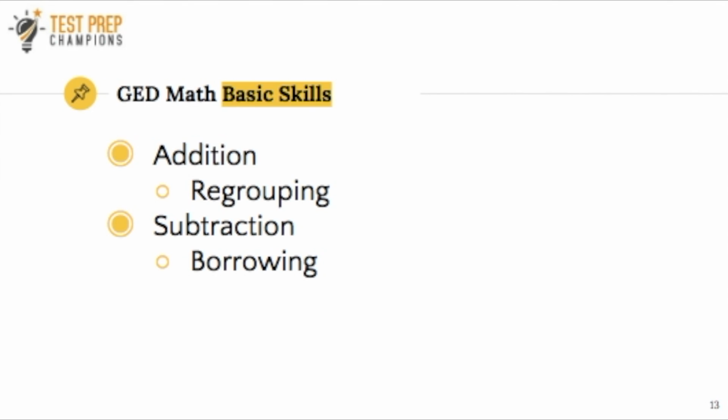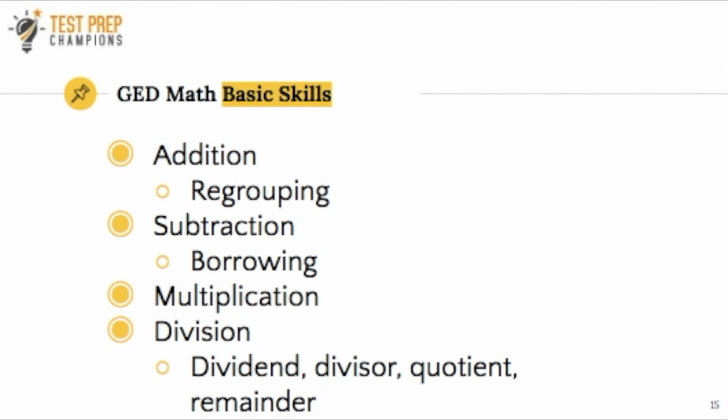So in addition to addition, pun intended, you need to be able to do subtraction, both with a calculator, which is very simple, and also by hand, and you'll have to know how to do borrowing. Multiplication and division are also important to know how to do, both with your calculator and by hand.